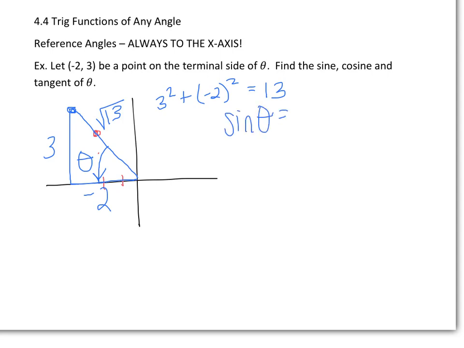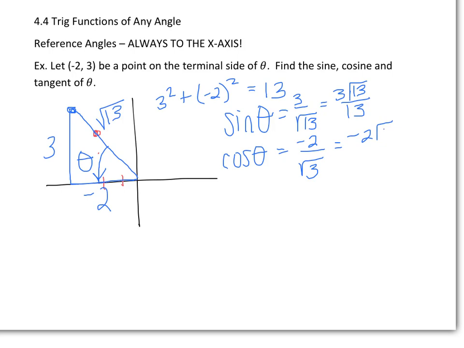Sine theta equals opposite over hypotenuse, so 3 over radical 13, or 3 radical 13 over 13. Cosine theta, negative 2 over radical 13, or negative 2 radical 13 over 13. Oh, I meant 13. There we go. Tangent theta, opposite over adjacent, 3 over negative 2. Got it.